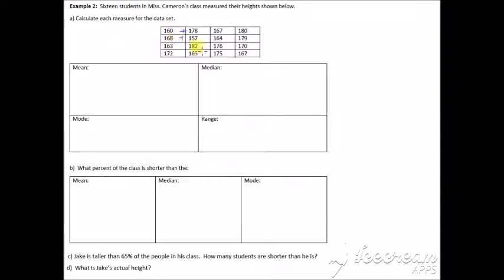I'm going to do this in my calculator, and I get 2723. And if you count the number of numbers, we get 4, 4, 4, 4, so that's 16. So I get 170.1875.